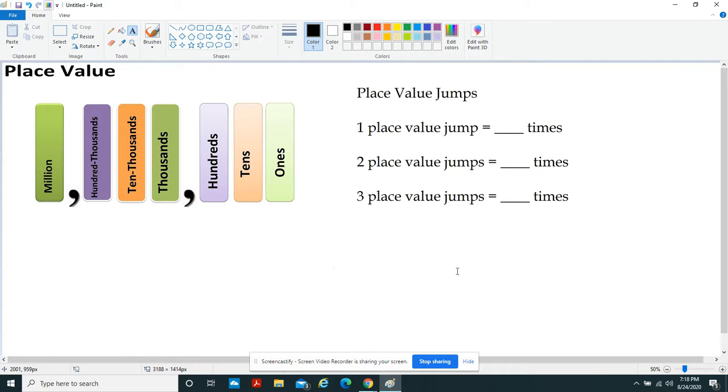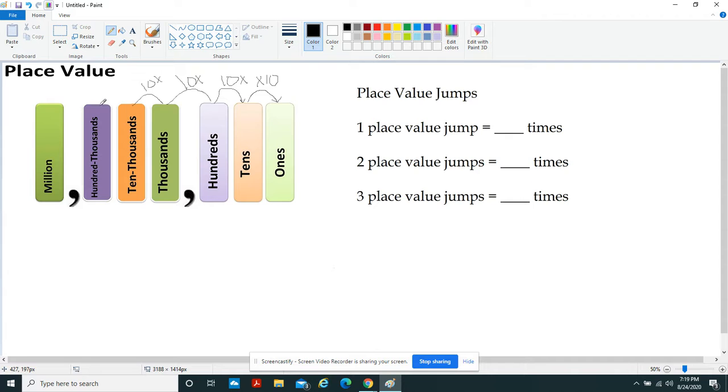Here you see a place value chart from the ones place all the way to the millions. So we know that every place to the left is 10 times greater than the place to the right. And this repeats between each place value. But a digit may move more than one position, causing it to be greater than 10 times.